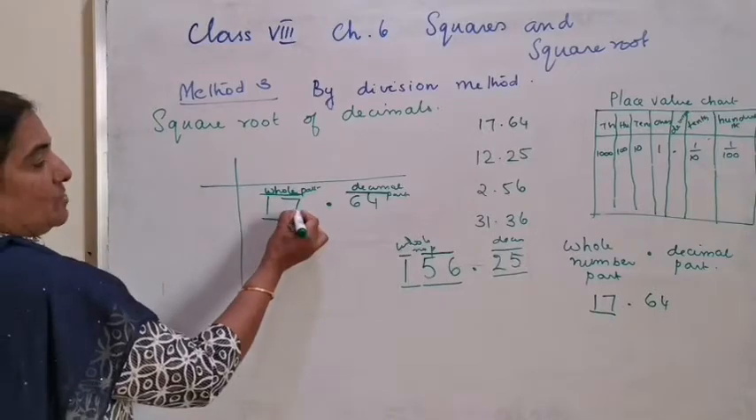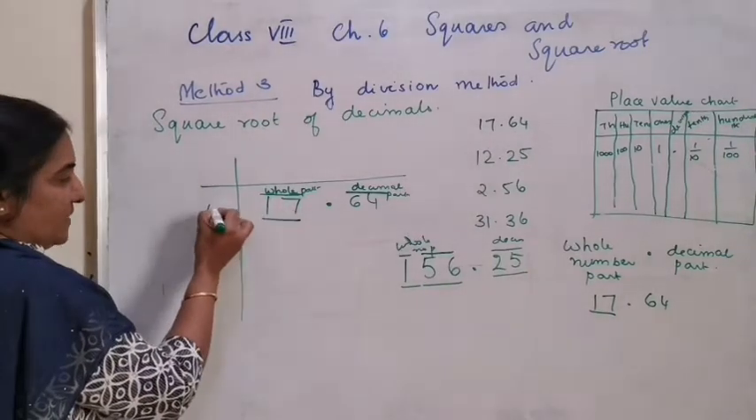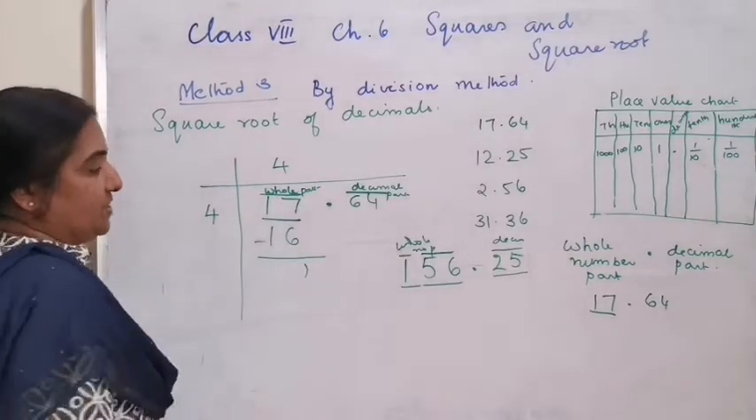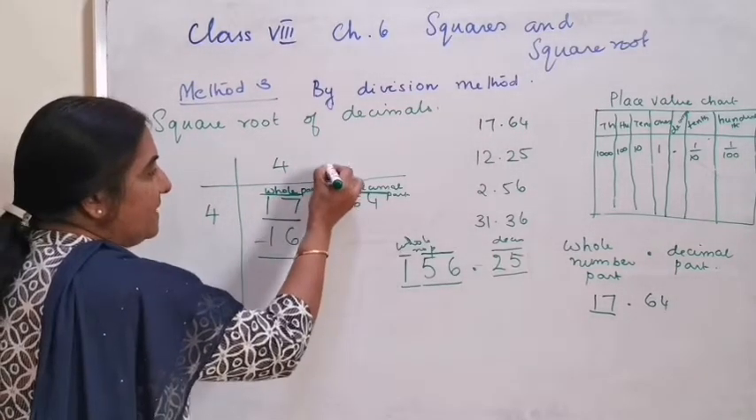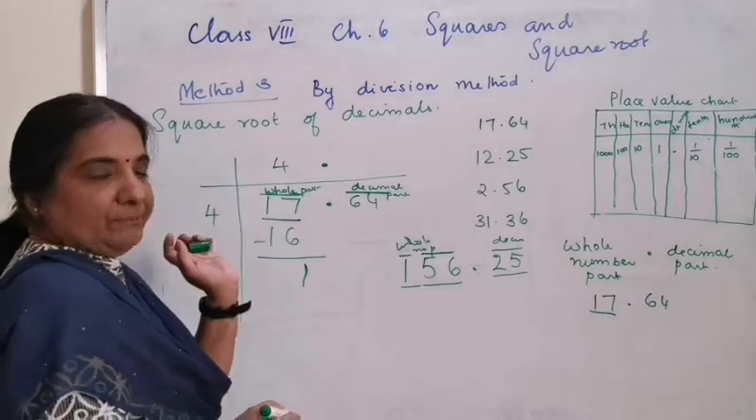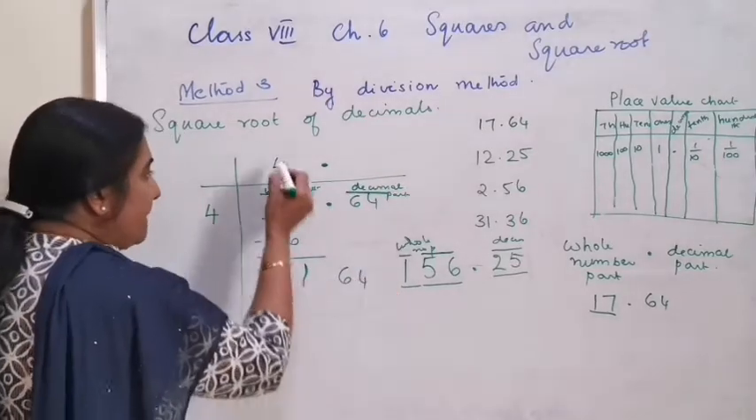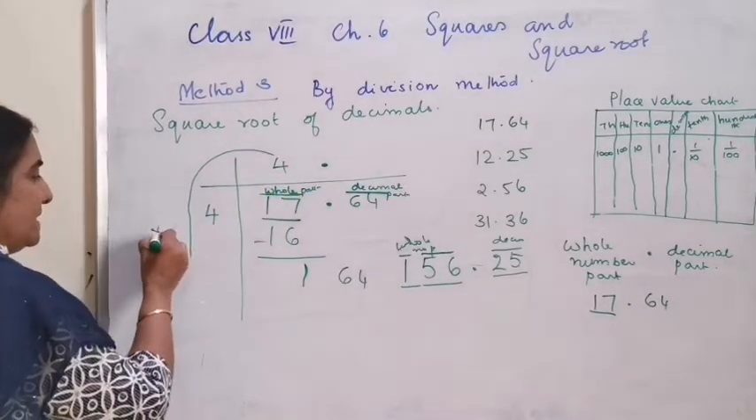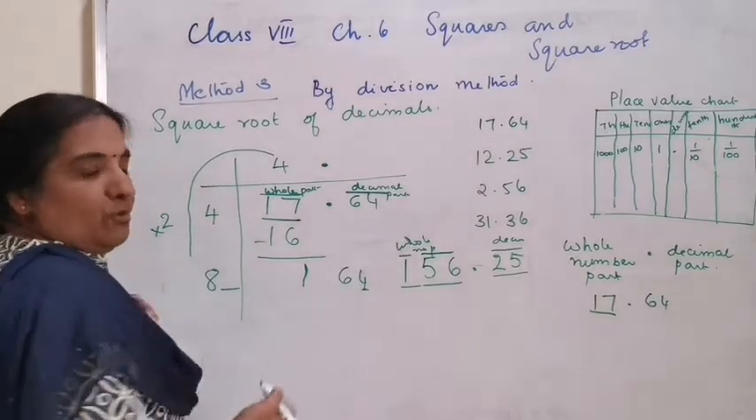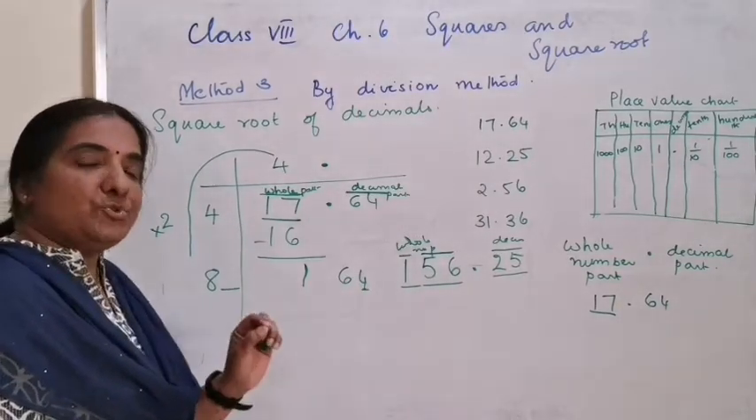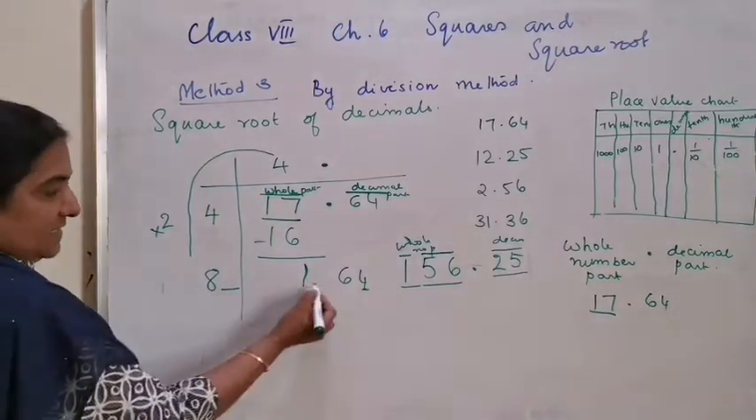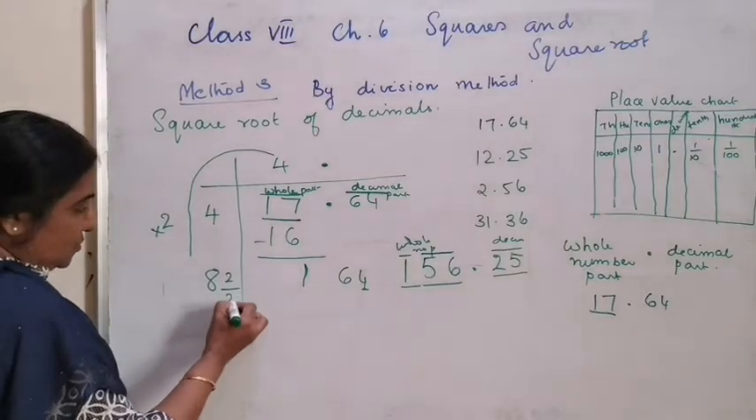Now close to 17 is the perfect square number. 4 4s are 16. Subtraction of 1. The decimal will be placed over the top for the quotient column also. 64. Double of 4 is 8. To check 4, it can be either 2 2s are 4 or 8 8s are 64. Since the number 8 here and 16 here, it is 82 into 2.